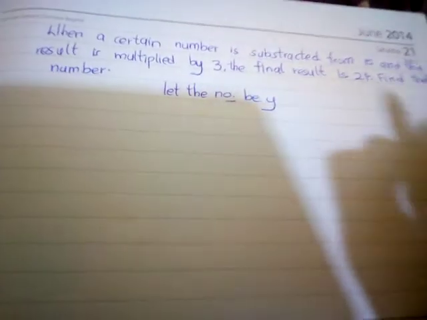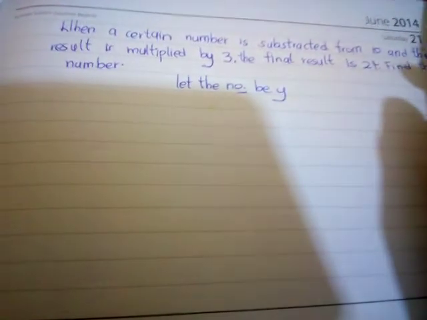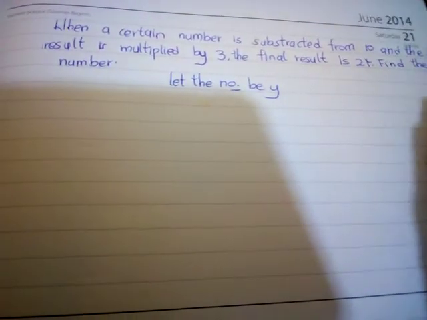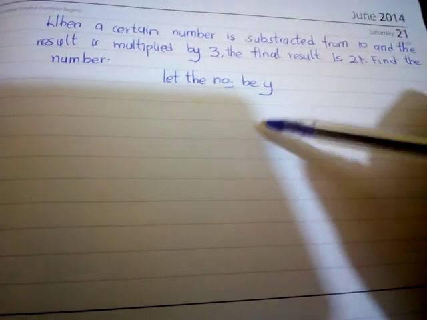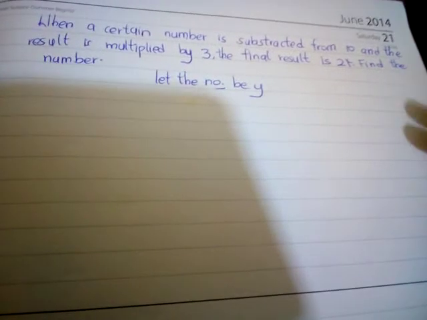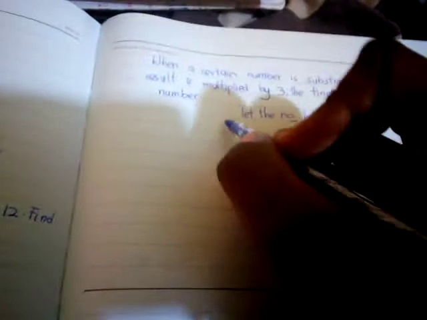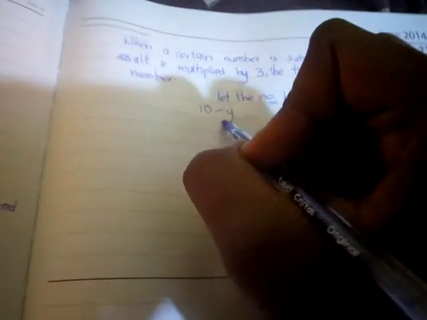So it says a certain number is subtracted from 10. So you have to take that number from 10. You shouldn't bring the number first. You shouldn't bring y first. You have to take it from 10. And we know from means subtraction. Well, it even says subtracted from 10. So we're going to get 10 minus y.